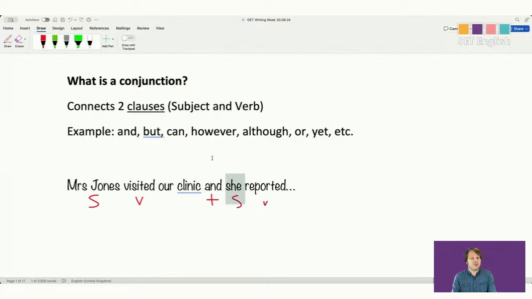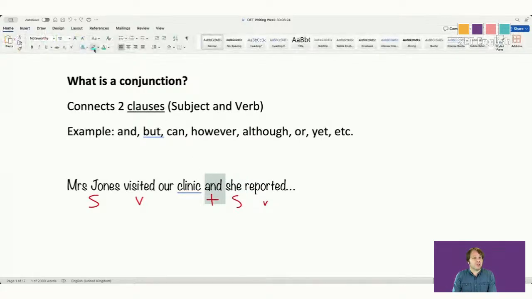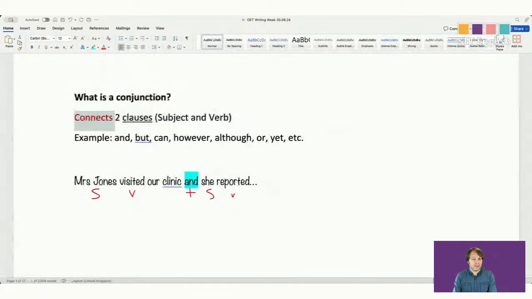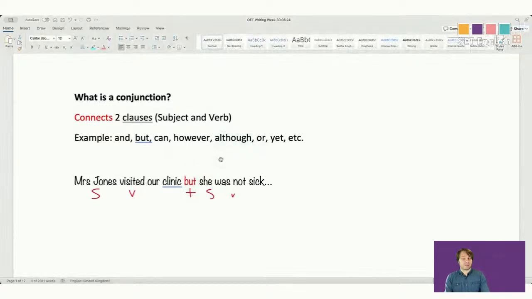Conjunctions join. Junction, join. They join, they connect. This is the key word. They connect. So I could say Mrs. Jones visited, but she was not sick. This is also a conjunction. I could say although. I can say all of these things. All right. Okay. Next step is going to be this.